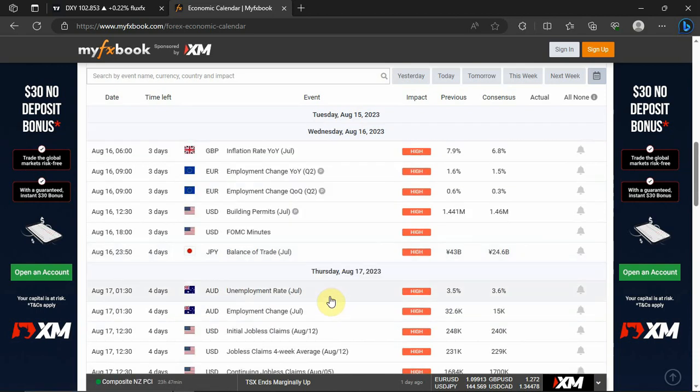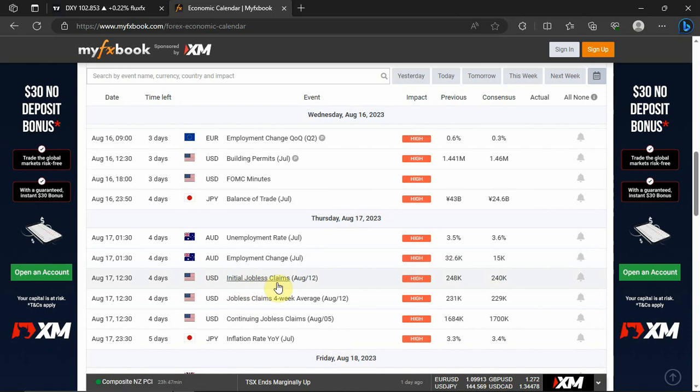On Thursday, we have the unemployment rate for the month of July for Australia, employment rate change for the month of July for Australia. We have the initial jobless claims for the month of August for USD, jobless claims 4-week average for the month of August for USD, continuing jobless claims for the month of August for USD. Then we have the JPY inflation rate. All right, you see what happened there too.